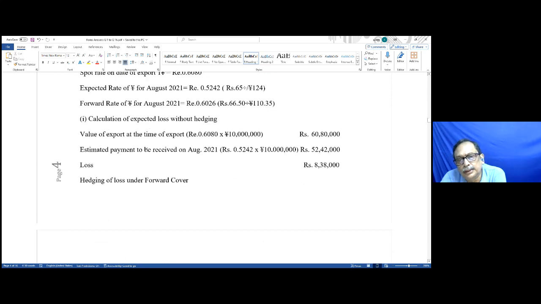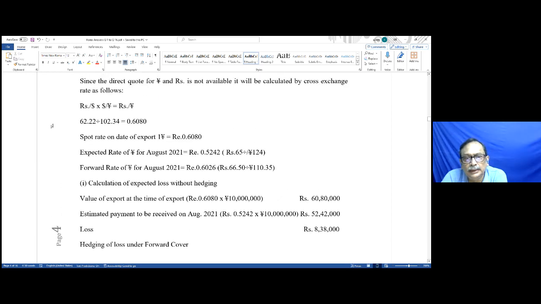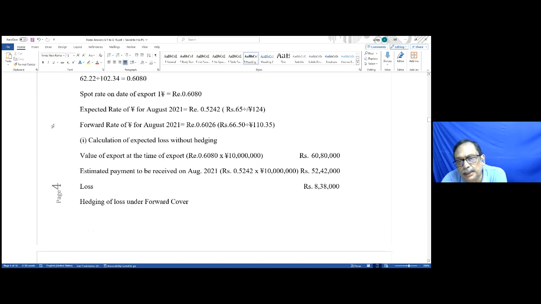Calculation of expected loss if there is no question of any hedging. So, heading should be calculation of expected loss without hedging. Firstly, value of export at the time of export, it will be yen multiplied by rate, that is rupee 0.6080. We are already having 1 yen is equal to 0.6080. It comes to 60 lakhs 80,000.